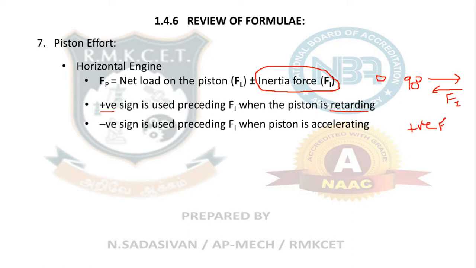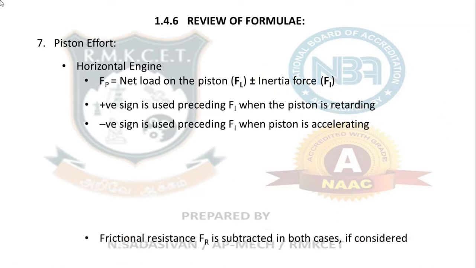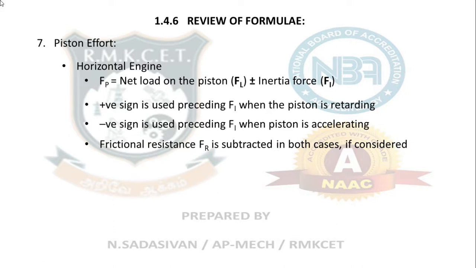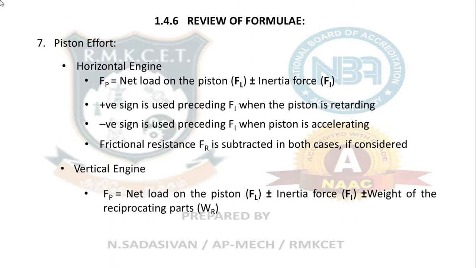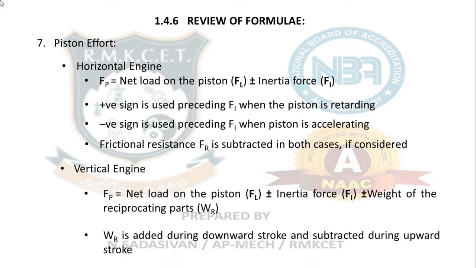Don't forget this, because why I am telling this to you so many times, you are going to decide the symbol for solving the problem. If you make a wrong judgment, entire problem will be wrong. Frictional resistance is subtracted in both the cases if it is given in the question. For a vertical engine, Fp equal to net load on the piston plus or minus inertia force plus or minus weight of the reciprocating parts. Okay. For a downward movement of the piston, Wr is added. For an upward movement of the piston, Wr is subtracted.